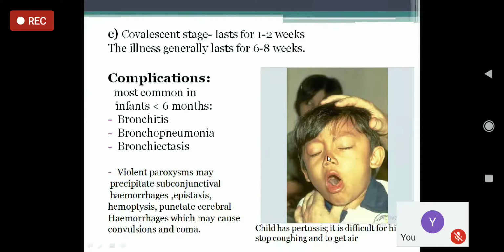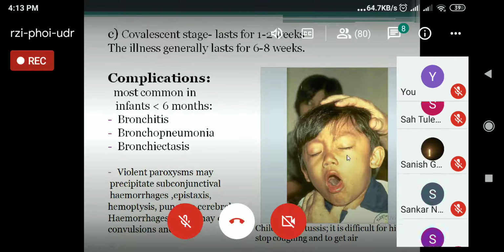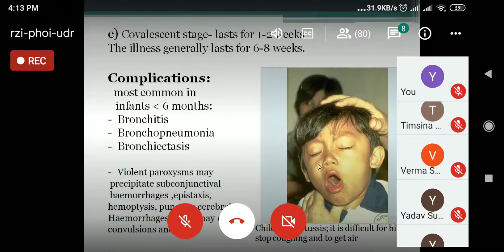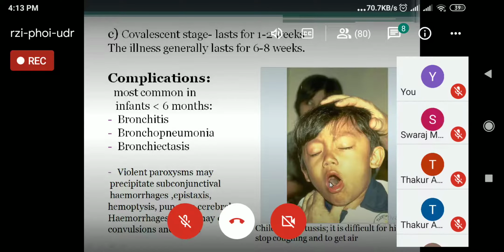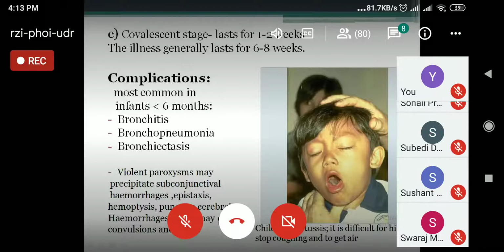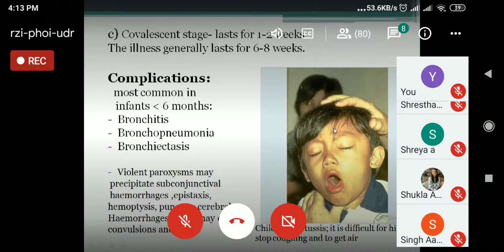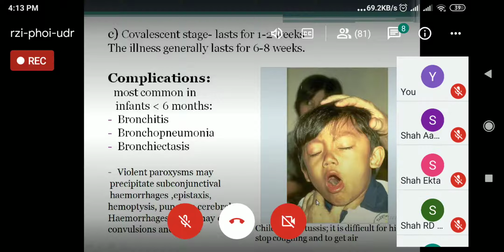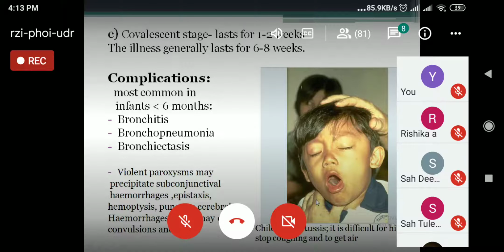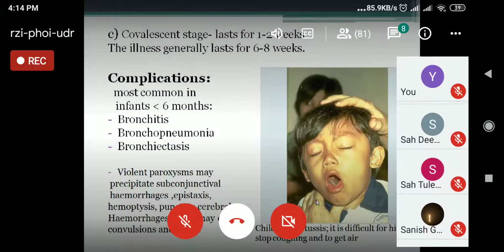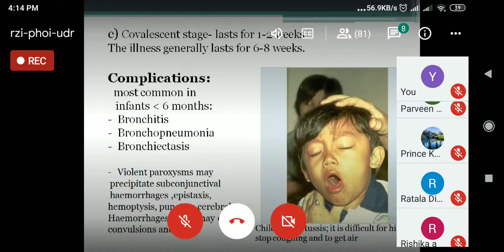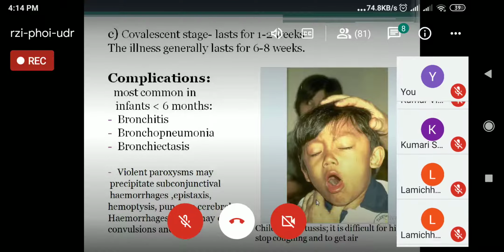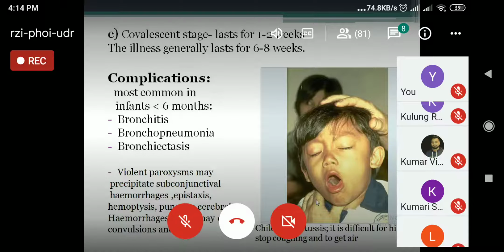Epistaxis, bleeding from the nose. Hemoptysis means cough stained with blood. Okay, and punctate cerebral hemorrhages, which may cause convulsion and coma. So it may affect the brain also. Cerebral hemorrhage may occur and may cause convulsions and coma. So that's why this disease is very dangerous. The infant's mortality is high because during this paroxysm, the child may develop all these hemorrhages from nose, from eyes to brain. Brain hemorrhage may also occur, and the child may develop convulsions, coma, and may eventually die.